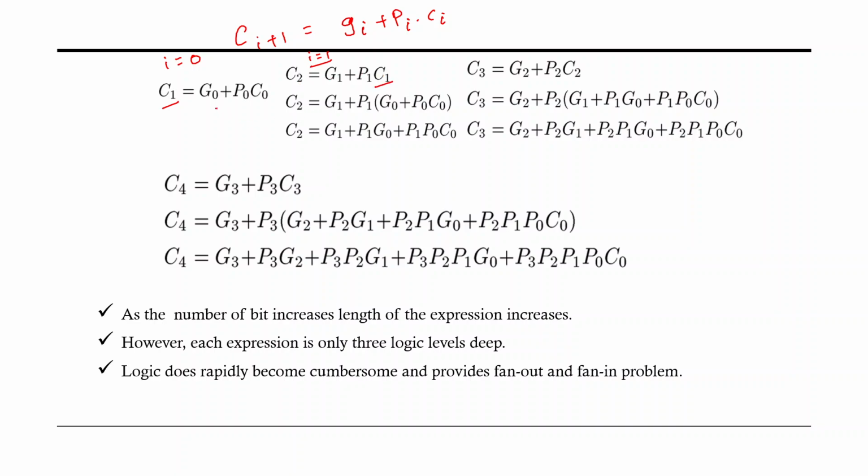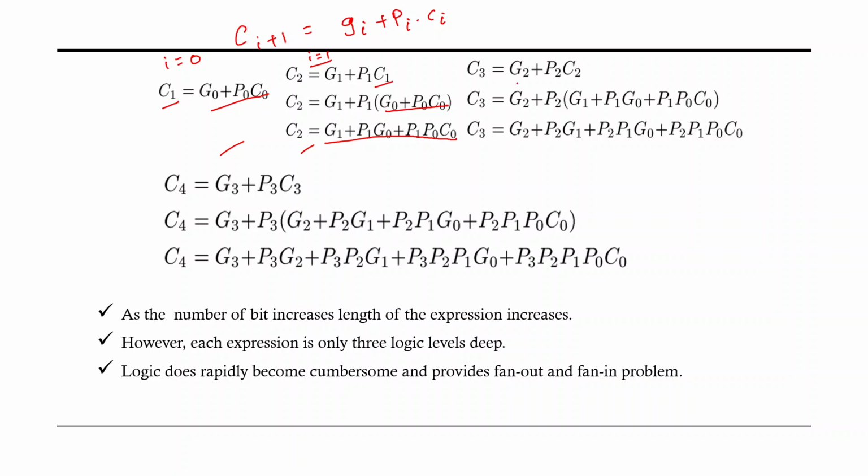then C2 is equal to G1 plus P1 C1. In place of C1, substitute this value, G0 plus P0 C0. So this is the final value for C2. You can observe in C2 all the variables here, G1, P1, G0, P1, P0, C0, all depend on the input variables. It does not depend on any previous output variables. So I can compute C1 and C2 parallelly. Why? What's the reason? Because all the variables for the G and P are input variables. That's why I can compute C1, C2 parallelly.